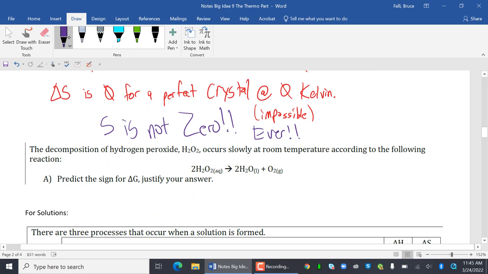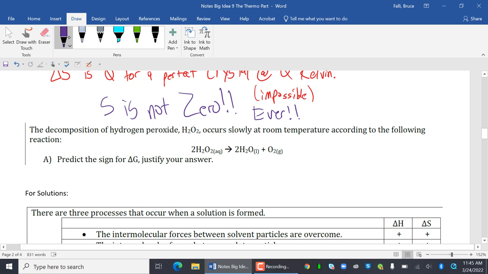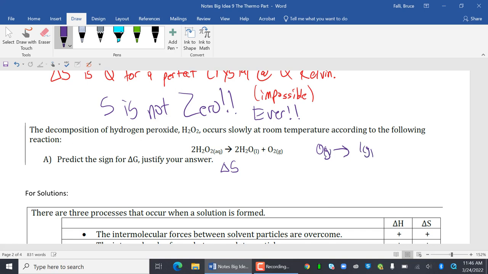The decomposition of hydrogen peroxide occurs slowly at room temperature according to the following reaction. Predict the sign for delta G. So the first thing I'm going to do is delta S. Oh, I just wrote H instead of S. Delta S. This side has zero gases turn into one gas, and no gases on the left. So delta S is positive.